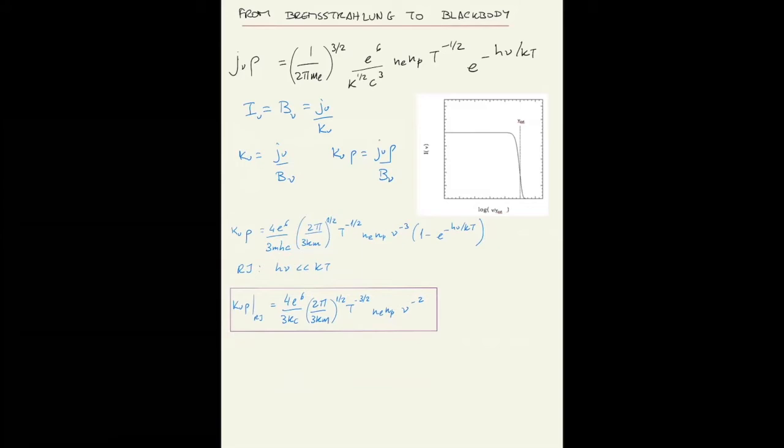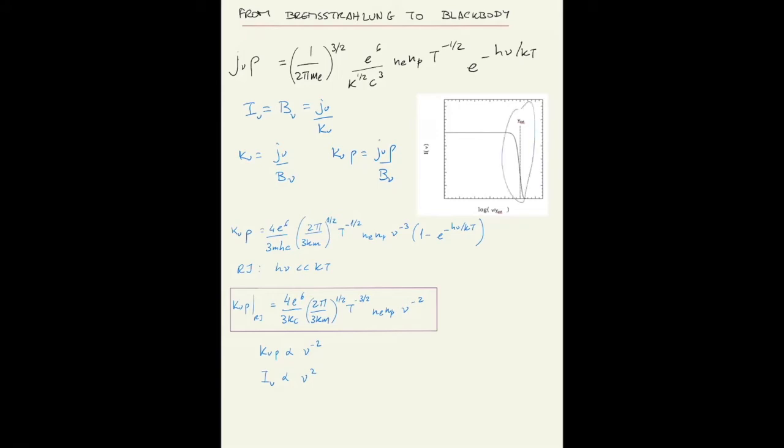Now this expression is very important. It tells you that the opacity has a dependency of 1 over frequency squared. That means that the intensity, which is the emissivity over the opacity, and because the emissivity is flat, the intensity is going to have a tail that is increasing with the square of the frequency because of absorption. So the intensity is going to have an exponential cutoff in emission at high frequencies, but it's also going to have a tail at low frequencies that goes with the square of the frequency.